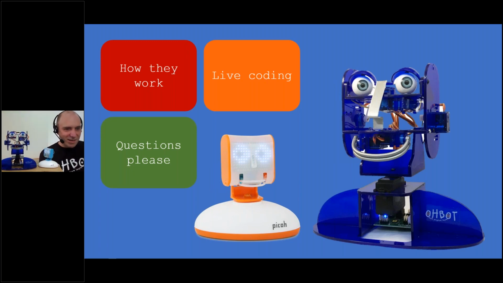So it can turn left and right, and it can look up and down like that. And it has pupils that turn like OHBot's do. So we can look left and right, and we can look up and down, and we can blink.